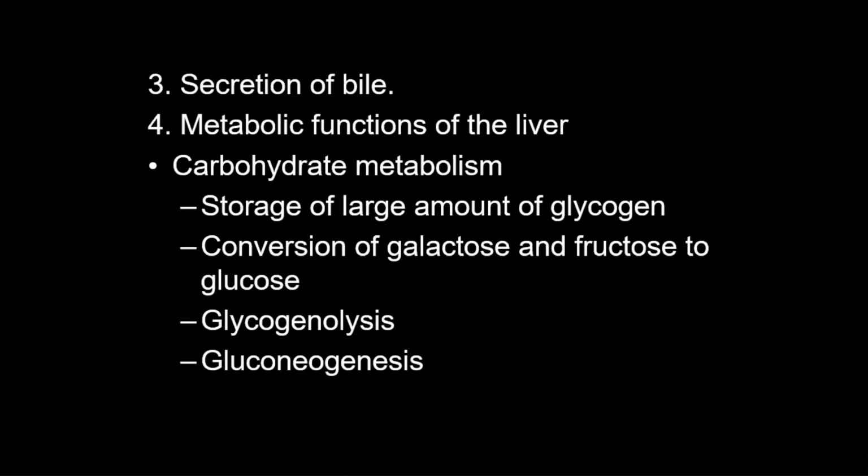The liver can store a large amount of glycogen. The extra amount of glucose is converted into glycogen, and it is stored in the liver. So in carbohydrate metabolism, there is storage of a large amount of glycogen. Another function of the liver is the conversion of galactose and fructose to glucose.